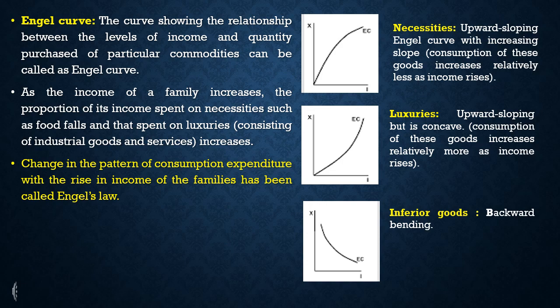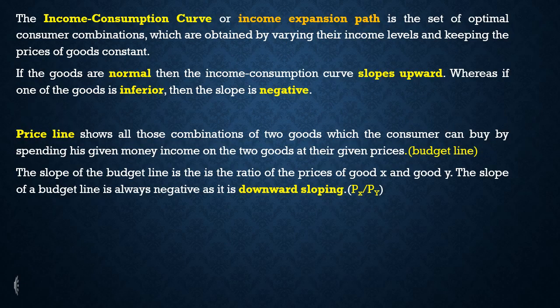Inferior goods, backward bending. The income consumption curve or ICC or income expansion path is a set of optimal consumer combinations which are obtained by varying their income levels and keeping the prices of goods constant.